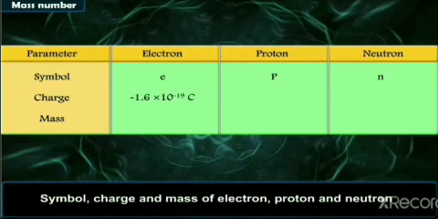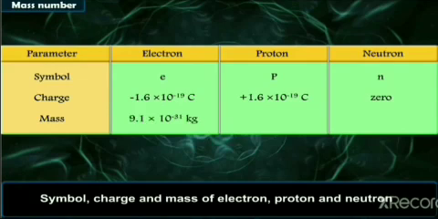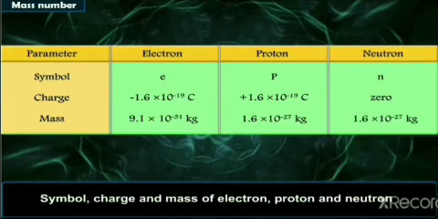Charge of electron, minus 1.6 into 10 raised to minus 19 coulomb. Proton, plus 1.6 into 10 raised to minus 19 coulomb. Charge of neutron is 0. Mass of electron, 9.1 into 10 raised to minus 31 kg. Mass of proton, 1.67 into 10 raised to minus 27 kg. Mass of neutron, 1.67 into 10 raised to minus 27 kg.